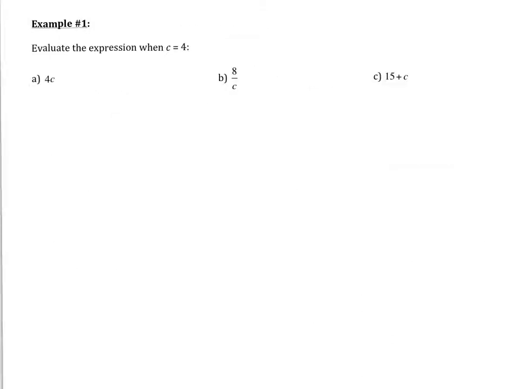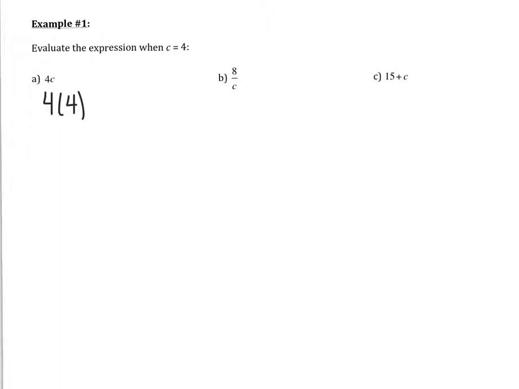So let's take a look at example number 1. It says evaluate the expression when c equals 4. So when we look at part A, we see 4c. There's an implied multiplication between the 4 and the c. So what we're going to do is take the 4, the c equals 4, take the 4 and substitute it in for the c in our algebraic expression. So it would look like 4 times 4.